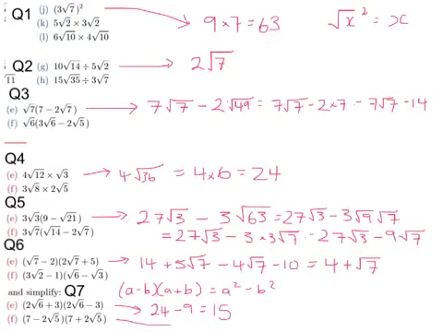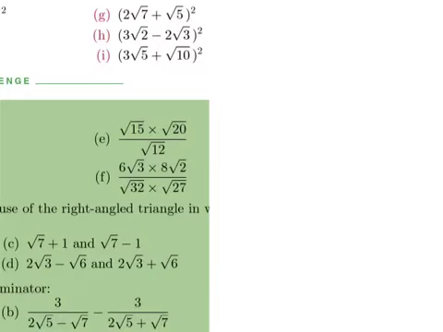I'll do the other one, f. So 7 squared is 49. Now, minus 2 root 5 squared, well 2 squared is 4, root 5 squared is just 5, so it's 20, and the final answer is 29. Let's continue.